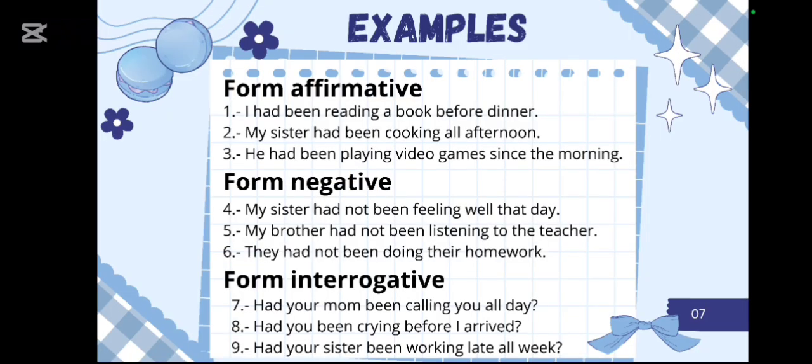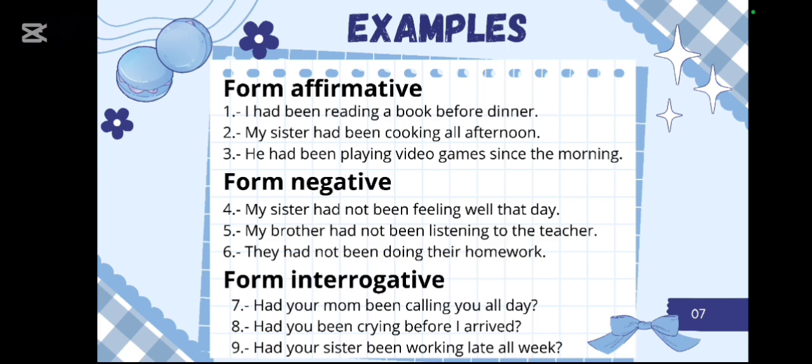Examples. It's three examples for three forms. The first form is form affirmative. The examples are: I had been reading a book before dinner. Then, my sister had been cooking all afternoon. Finally, he had been playing video games since the morning.